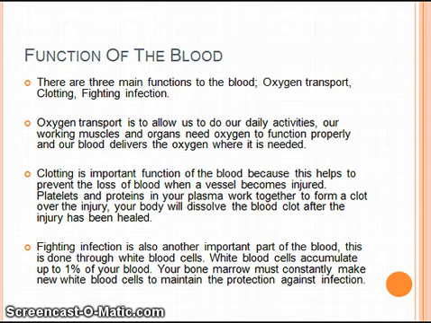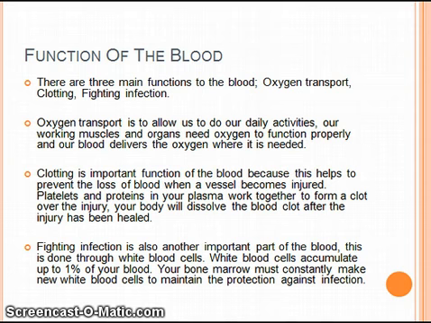Clotting is an important function of the blood because this will help to prevent loss of blood when you become injured, such as a cut. In the blood there are platelets and proteins in your plasma which work together to form a clot over the injury, and over time your body will dissolve the blood clot after it has become healed.